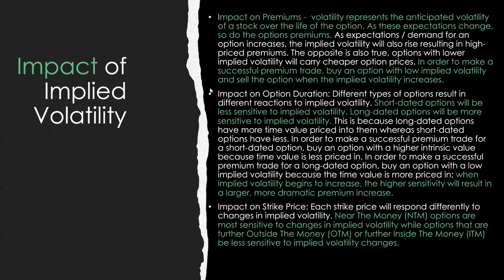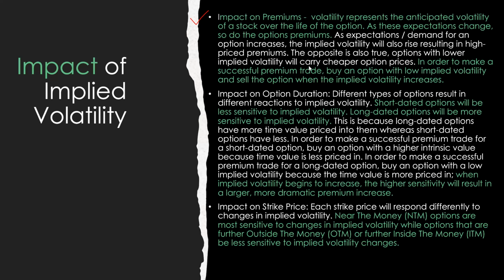Let's talk about IV some more. Here are the 3 big impacts on IV. Remember, like this whole class, I didn't write any of this. I just found it from multiple sources and I'm breaking it down for you guys. This is something you need to write down, because IV has 3 different major impacts. First, it impacts premiums majorly. Volatility represents the anticipated volatility of a stock over the life of your options contract. As the expectations change, so do the options premiums.